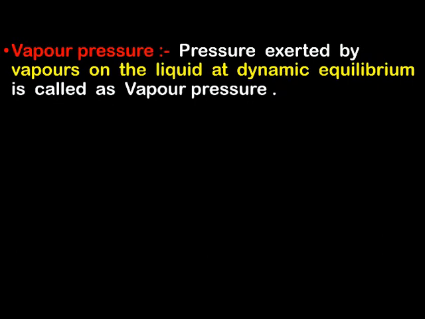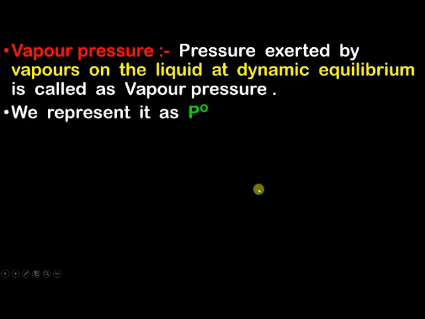And we represent this vapor pressure as P naught. Please make note of this, otherwise you will get confused afterwards. So make note that we represent vapor pressure as P naught.